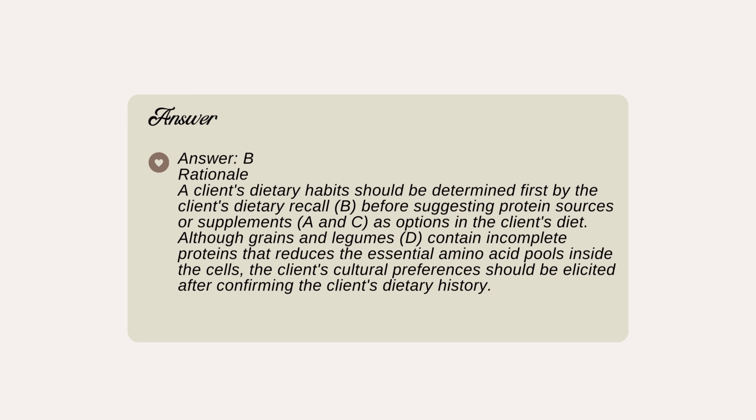Answer. B. Rationale. A client's dietary habits should be determined first by the client's dietary recall, B, before suggesting protein sources or supplements, A and C, as options in the client's diet. Although grains and legumes, D, contain incomplete proteins that reduce the essential amino acid pools inside the cells, the client's cultural preferences should be elicited after confirming the client's dietary history.